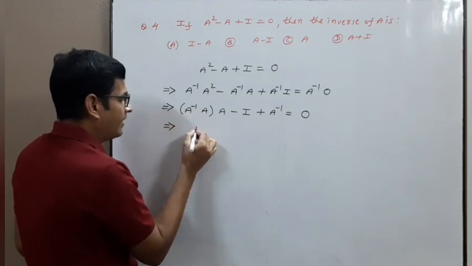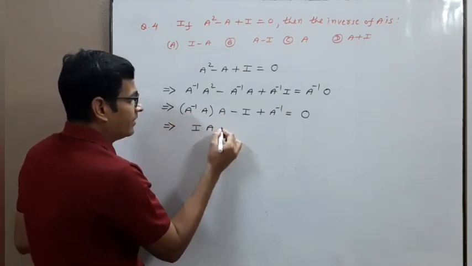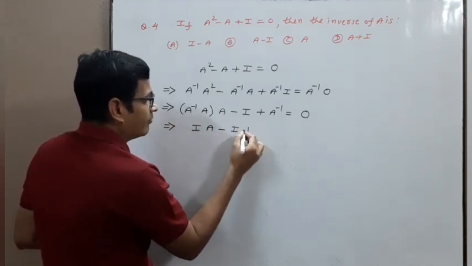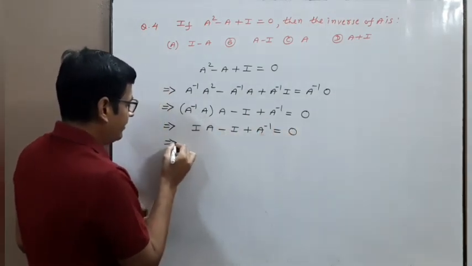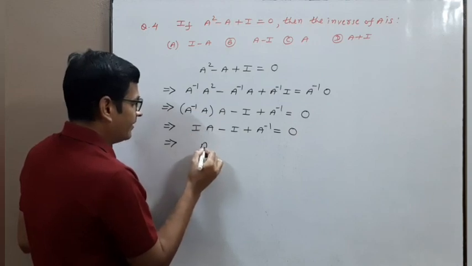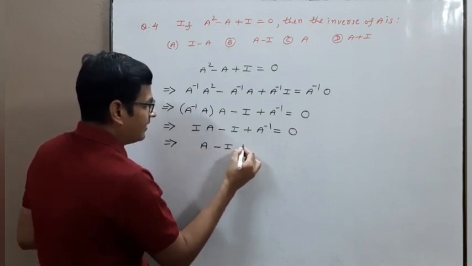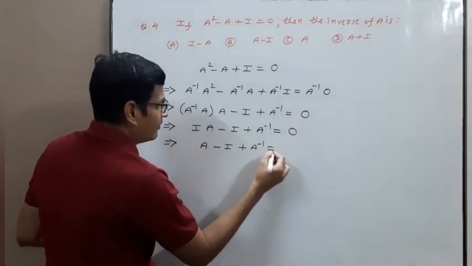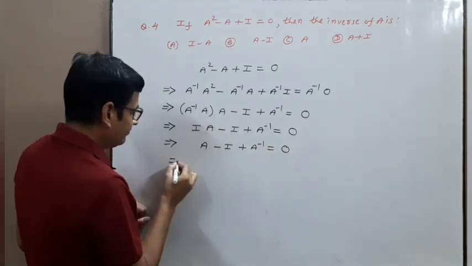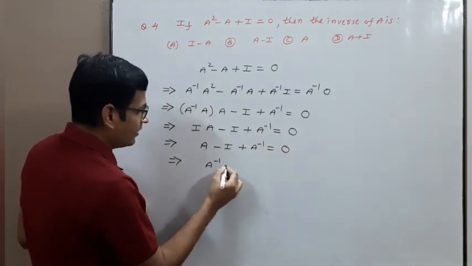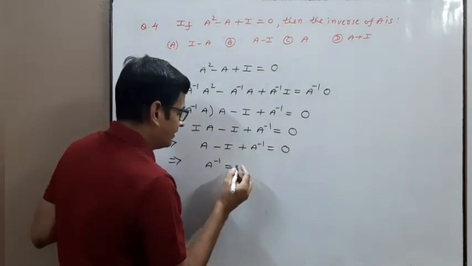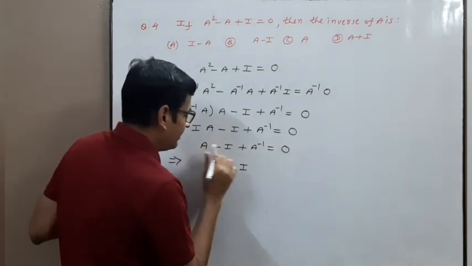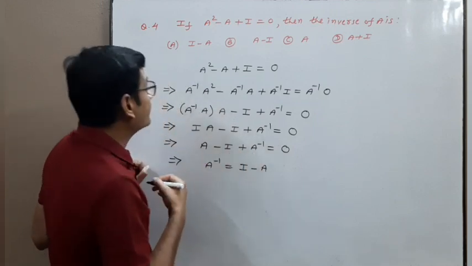A inverse into A, identity matrix, into A minus I plus A inverse is equal to zero matrix. Identity matrix into matrix A minus identity matrix plus A inverse equal to zero matrix. So therefore A inverse equal to, sending that to the other side, zero matrix minus this, so I minus A. So which option is correct?